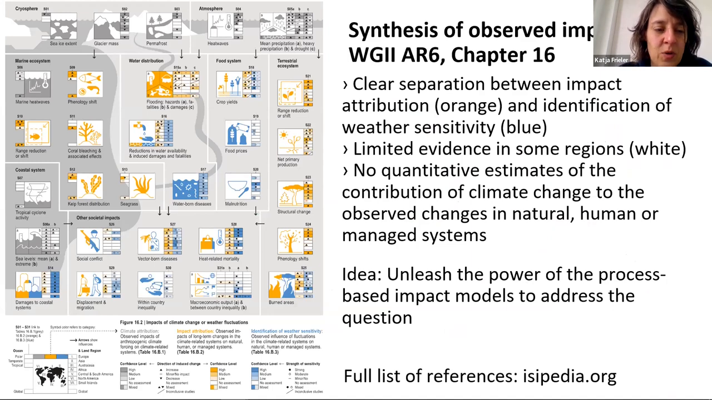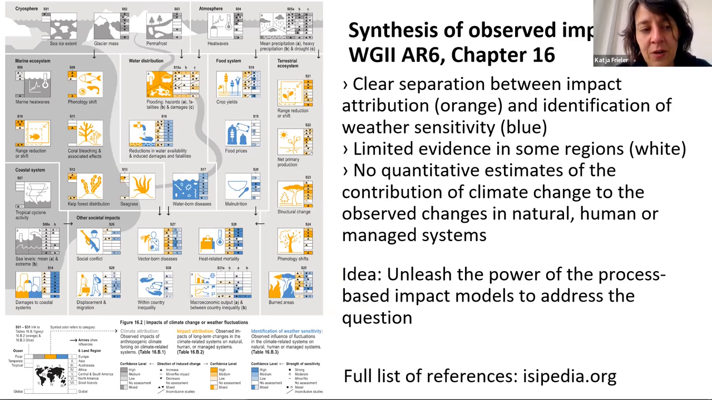And this is just a summary. So this is the synthesis figure from chapter 16, where we really were quite careful in distinguishing between really impact attribution and studies that just did the identification of weather sensitivity. So what you can see here in orange is a synthesis of the real actual impact attribution. And in blue, we also assessed how confident we are that the system responds to weather fluctuations.